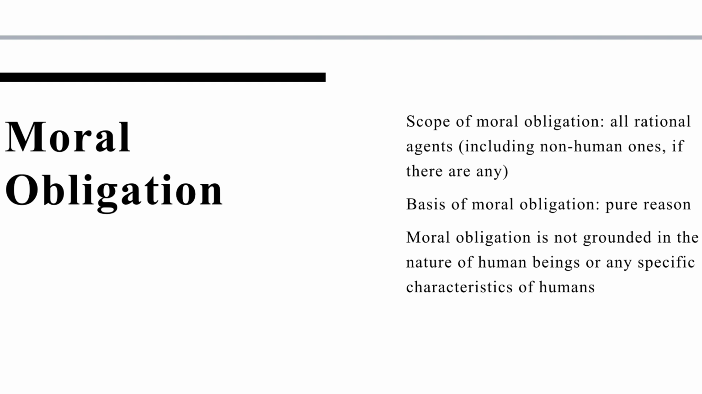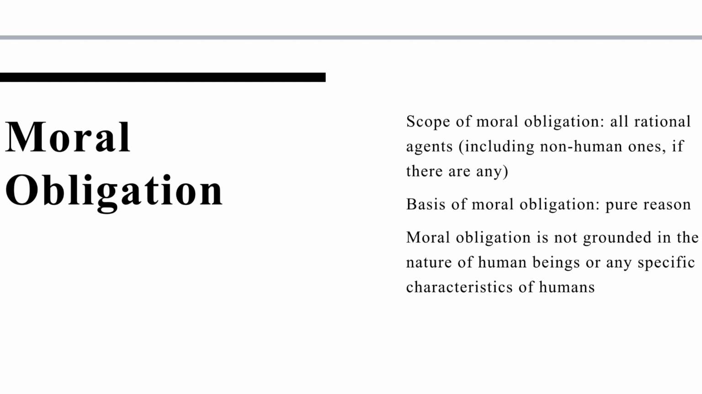So, for instance, if one day we discover that aliens are rational but they are not humans, moral obligation should apply to them, or if one day we discover that some animals actually are rational, in Kant's sense, then we would require these animals to have moral obligations. So being human is not necessarily the criterion for moral obligation, but rationality.